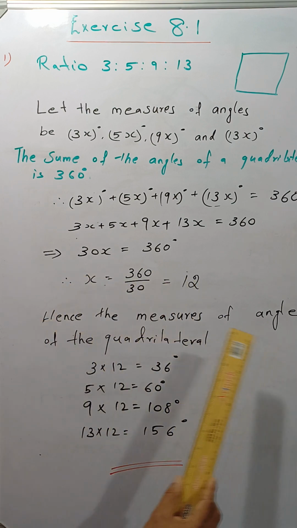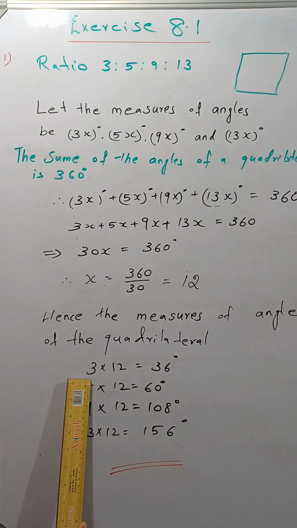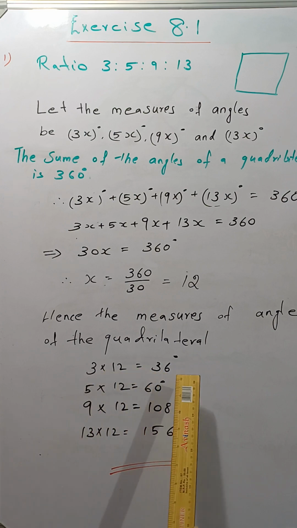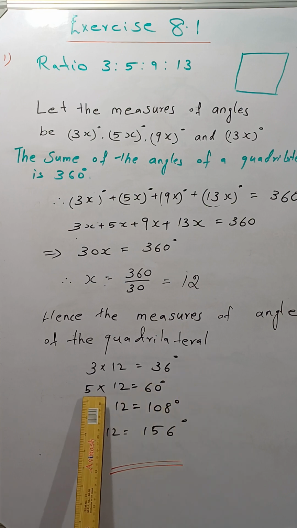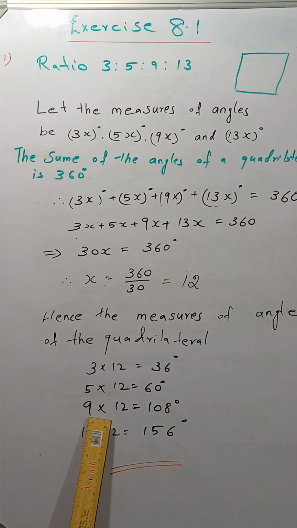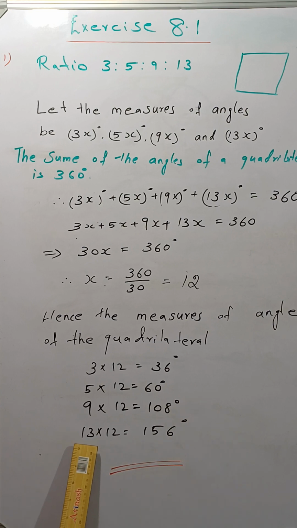Hence the measures of the angles of the quadrilateral is 3 multiplied by the value of x, 12. 3 into 12 is equal to 36. 36 is the first angle. Second is 5 multiplied by 12, that is 60 degree. The third angle is 9 into 12, 108 degree. And the last angle is 13 into 12 is equal to 156 degree. These are the 4 angles of this given quadrilateral.